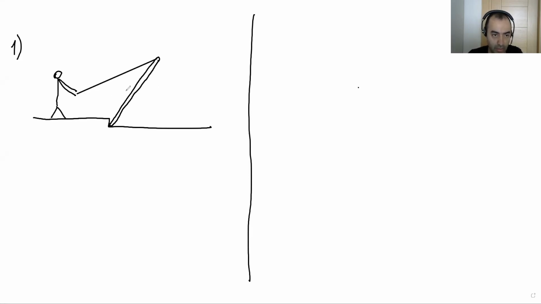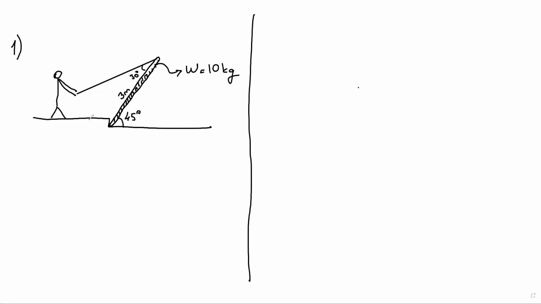And length of this member is 3 meters. This is the member we have. Weight of the member is 10 kilogram. What we have more here, we have the angle, which is 45 degrees. This angle is 30 degrees. Okay. This is point A.